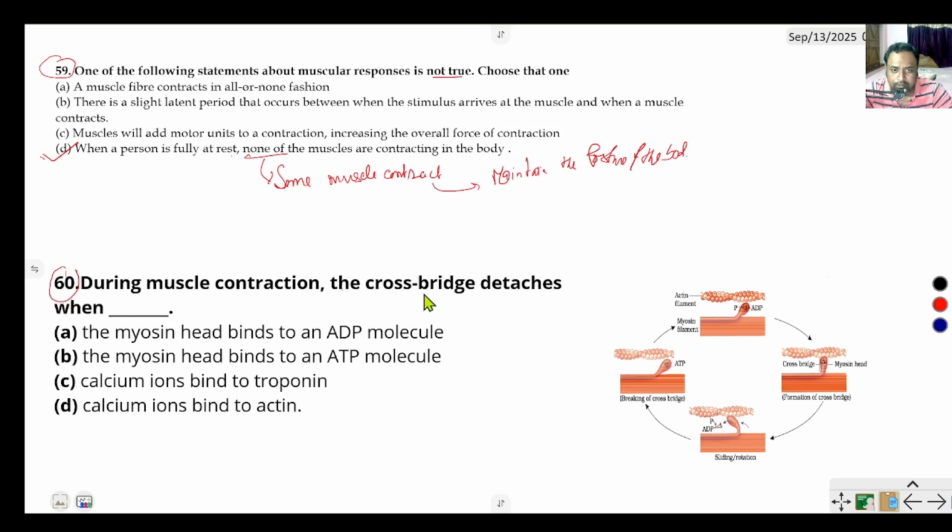During muscle contraction, the cross bridge discharge. When the cross bridge discharges, ATP binds to the myosin head, then it detaches.